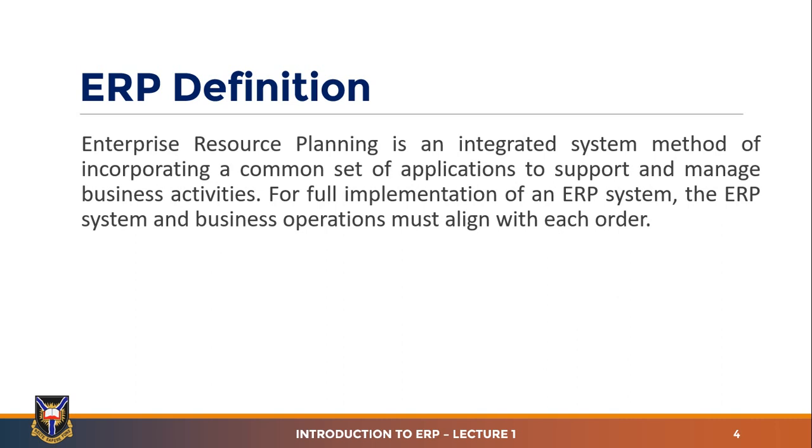So if anyone may try to ask, what is ERP? In short form, it means enterprise resource planning. And for the definition, enterprise resource planning is an integrated system method of incorporating a common set of applications to support and manage business activities. So in short form, the ERP is an integrated software that manages the overall business operation or business process.